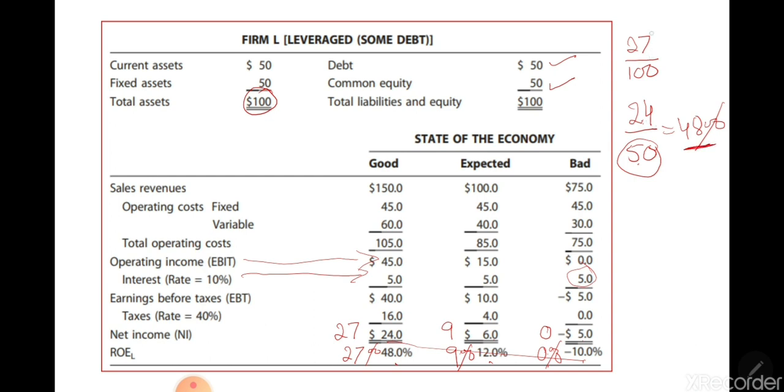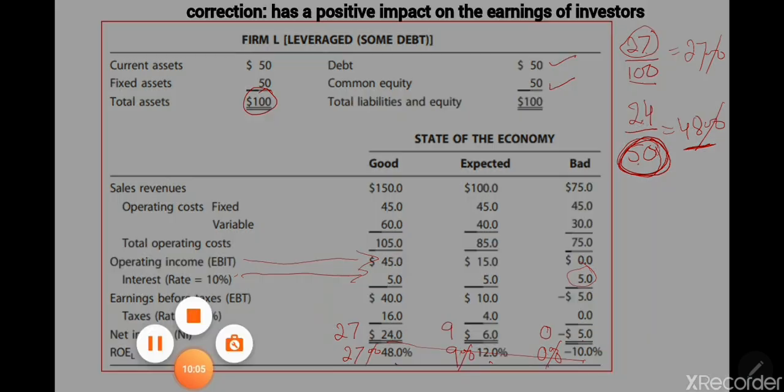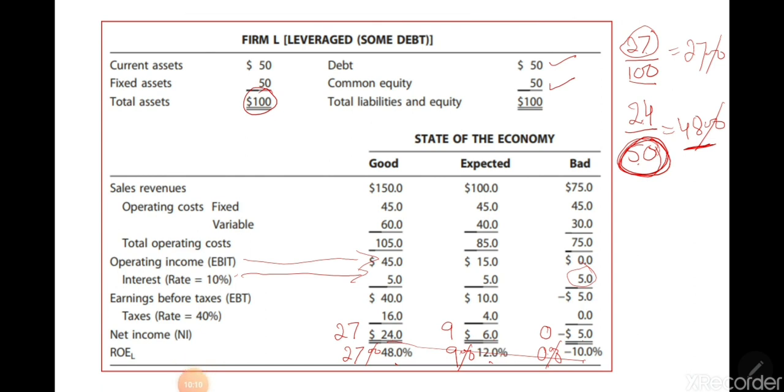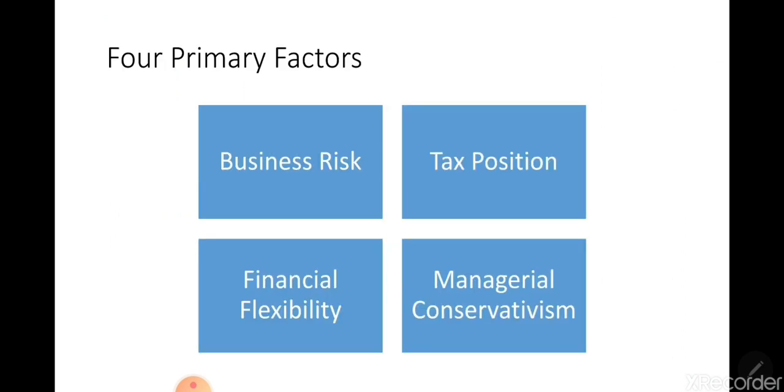In the first scenario they were investing 100 and getting a return of 27, so that was 27%. So the investment amount has reduced now. That's why the earnings will get magnified. Also, interest is tax deductible. Interest has a tax shield, so that also has a positive impact on the earnings of the business. Okay, so I hope now it is clear how leverage has both a positive and a negative impact.